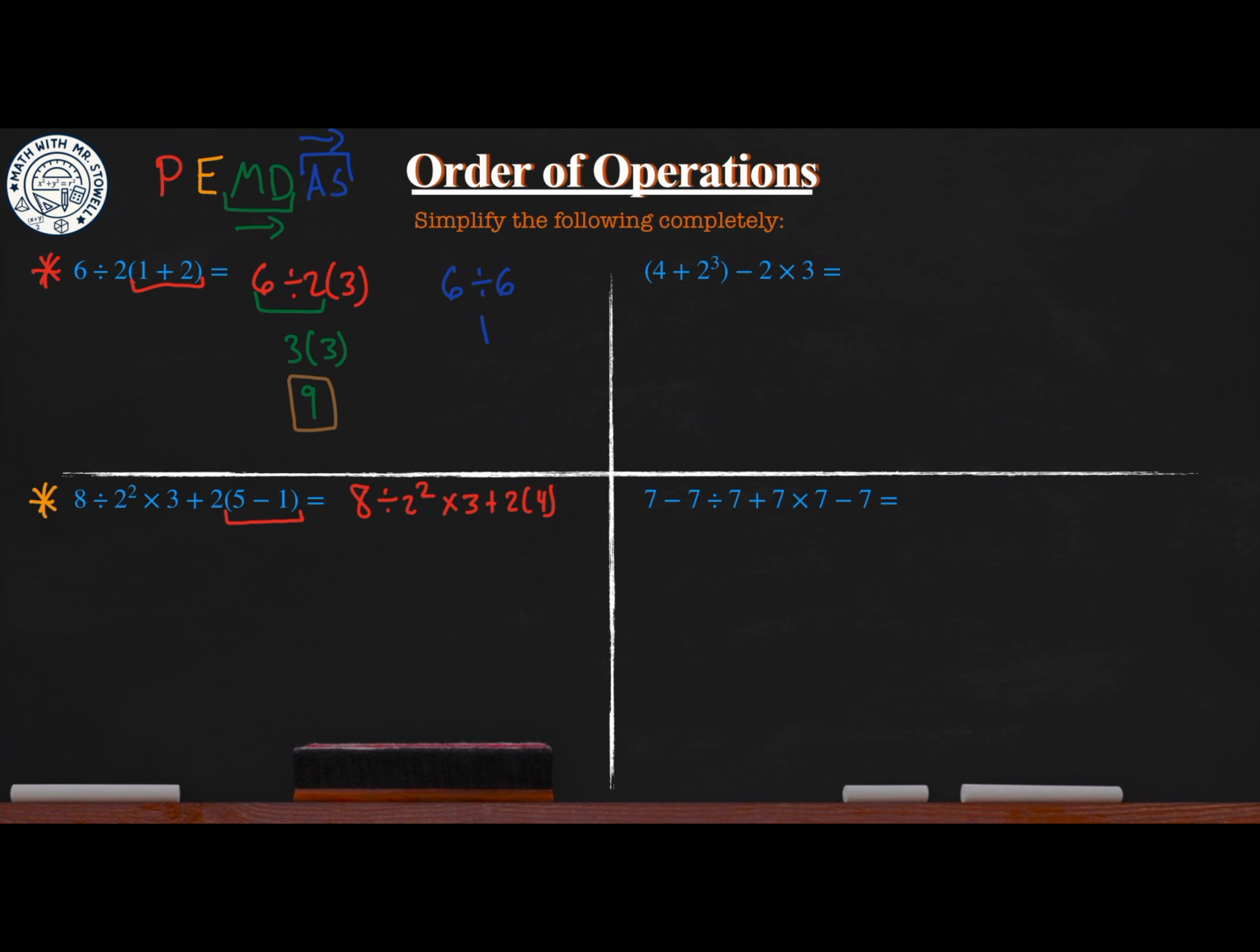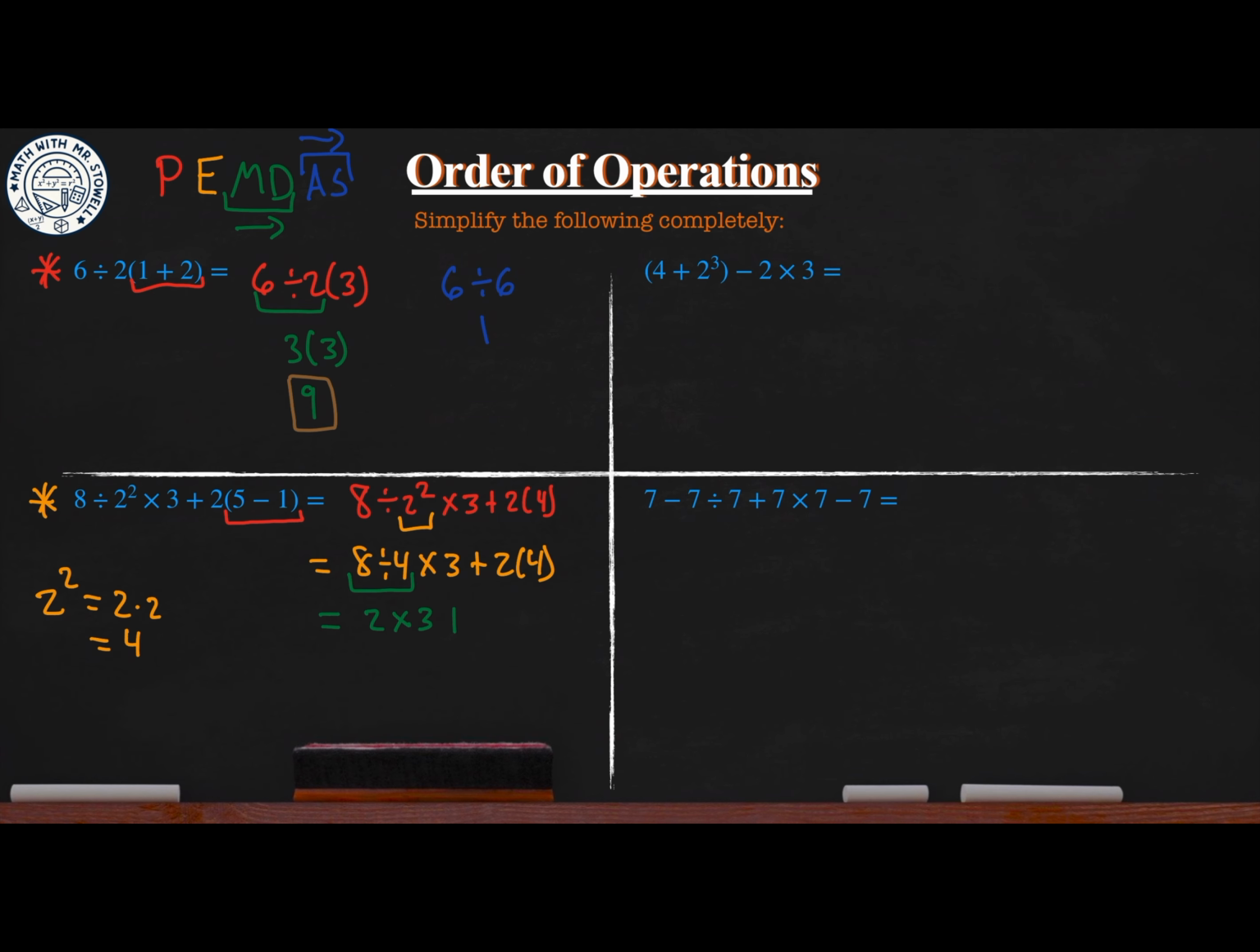Do we have any exponents? Well, we have 2 squared. Remember, 2 squared is like saying 2 times 2, which gives us 4. So this would give us 8 divided by 4 times 3 plus 2 times 4. Do we have any more exponents? No. Moving on, we have multiplications and divisions, again whichever one comes first from left to right. So we have a division first, which is 8 divided by 4, which gives us 2.